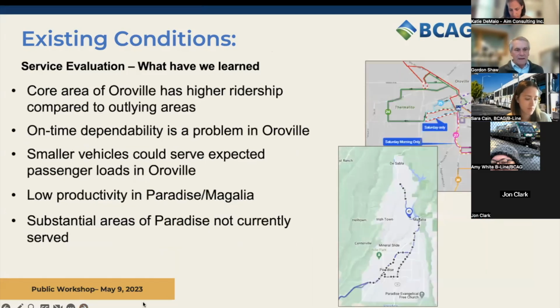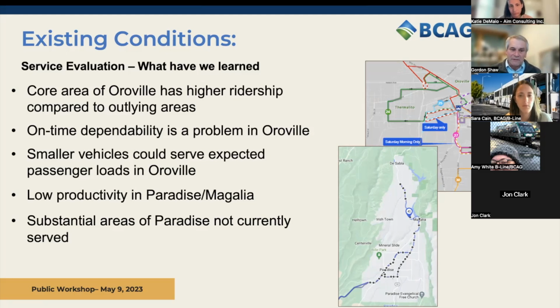Next slide. Looking at Oroville, we've been running 2 buses in Oroville. One bus does 2 routes and another bus does another 2 routes, every 2 hours. What we're finding is that the ridership is mostly concentrated in the core area, and not so much in the outlying areas out to the casino and so on.